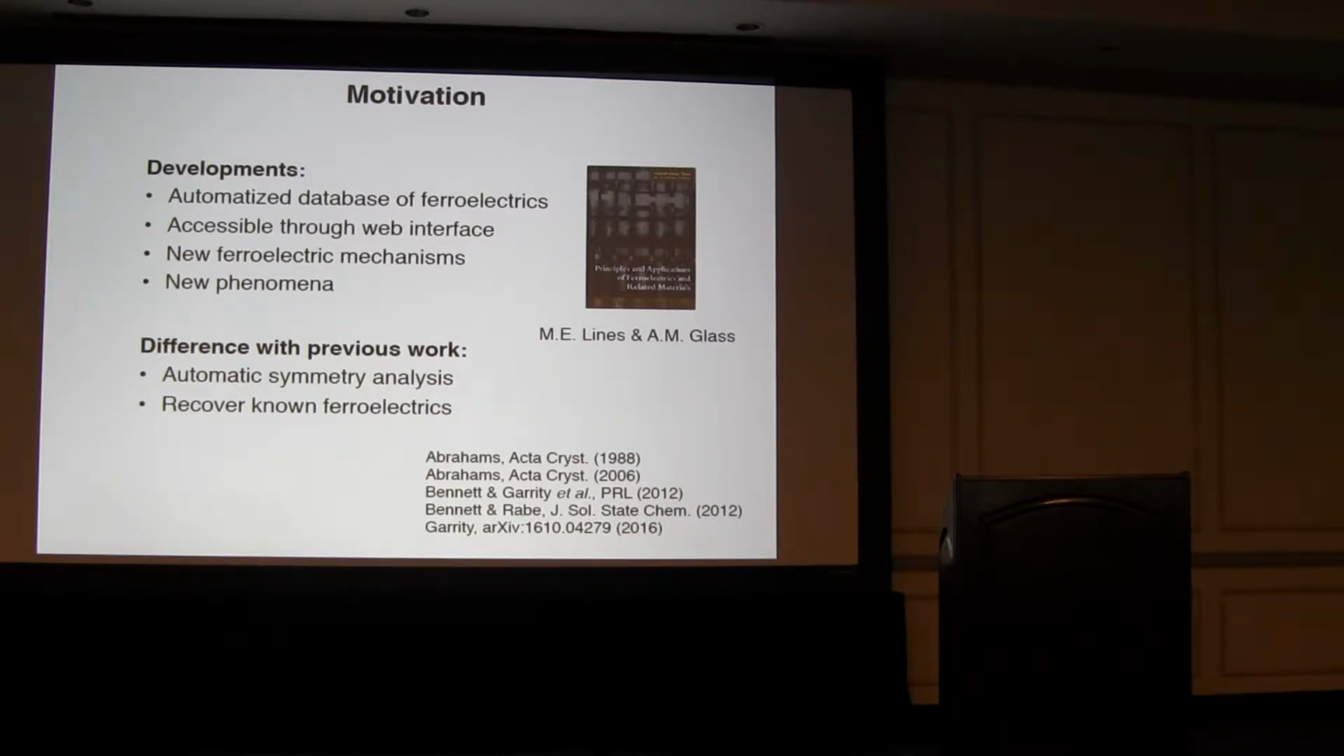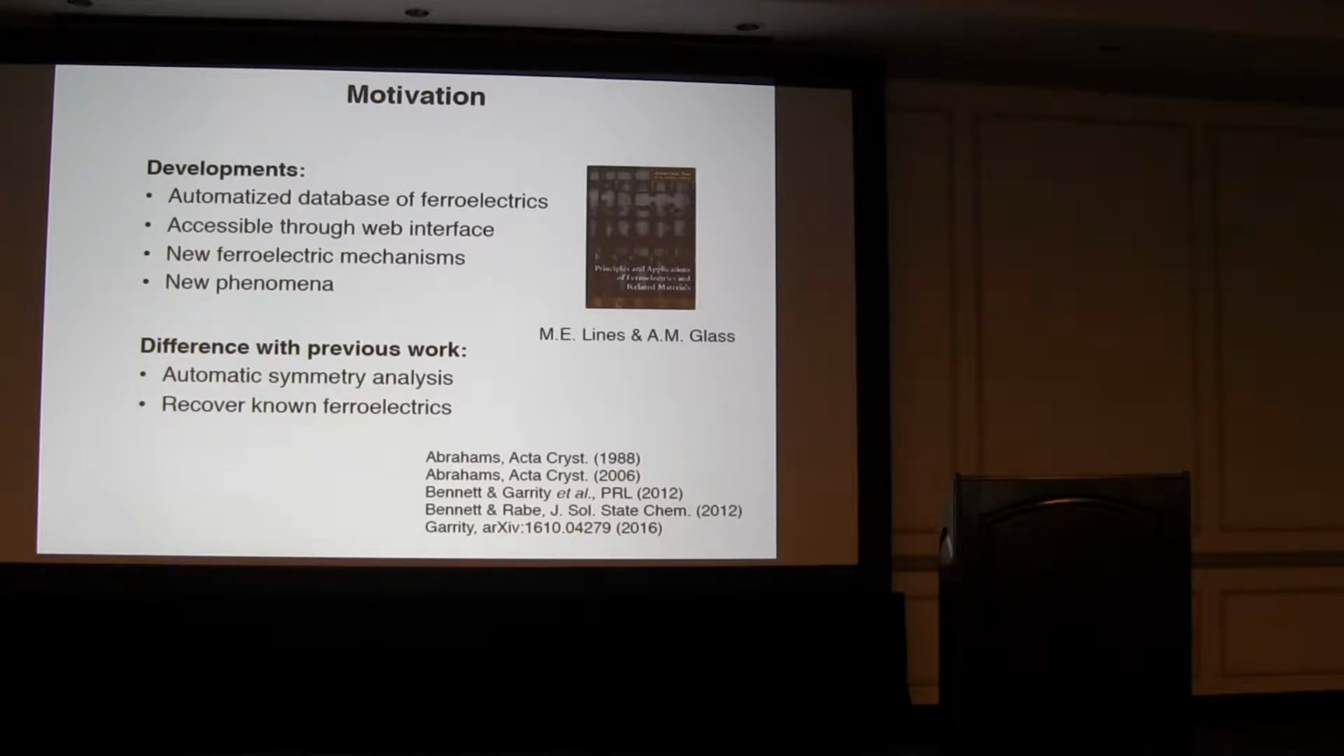We would like to somehow construct an updated list of ferroelectrics in some automatic way. And we would also like to make this available on the internet so everyone can see it. And along the way, of course, we would also like to find some new ferroelectric mechanisms and perhaps some new phenomena. There is important previous work along this line, but we would like to emphasize that the main difference of our work from previous work is that we can perform symmetry analysis on a large number of materials automatically. And in particular, that allows us to recover many non-ferroelectrics through the process.